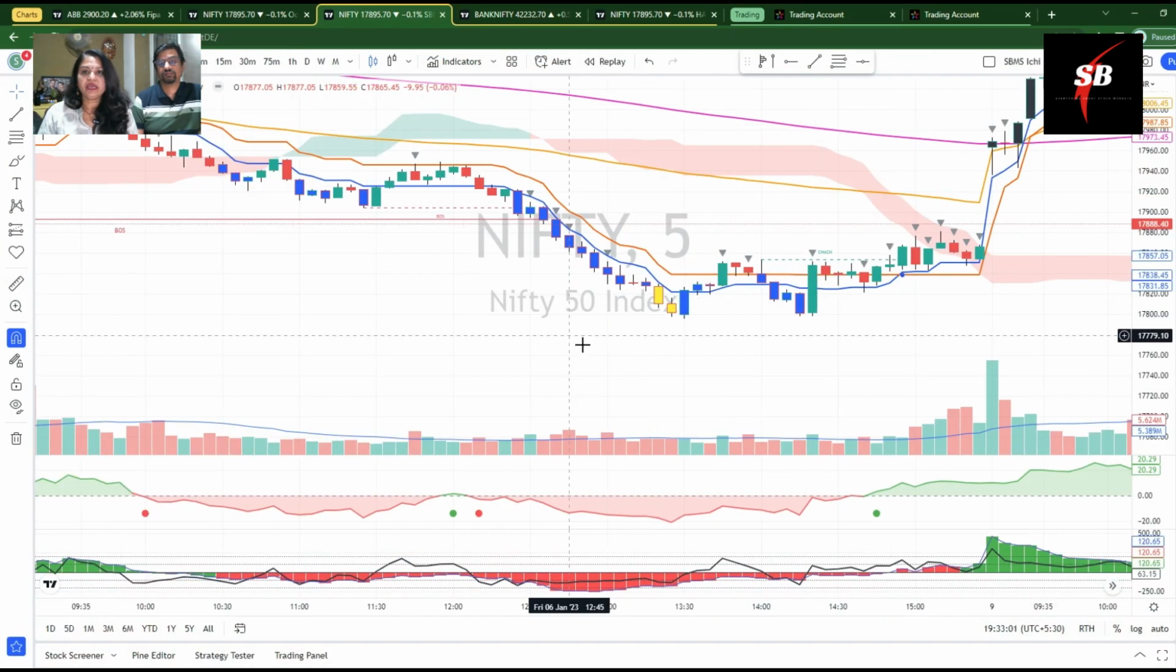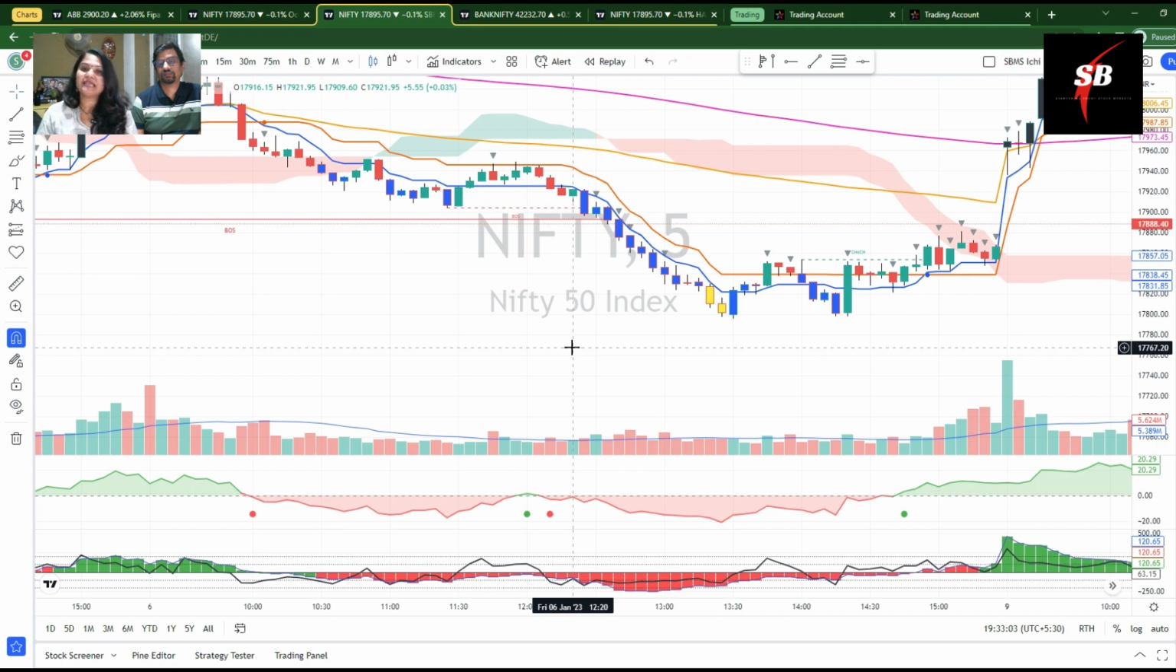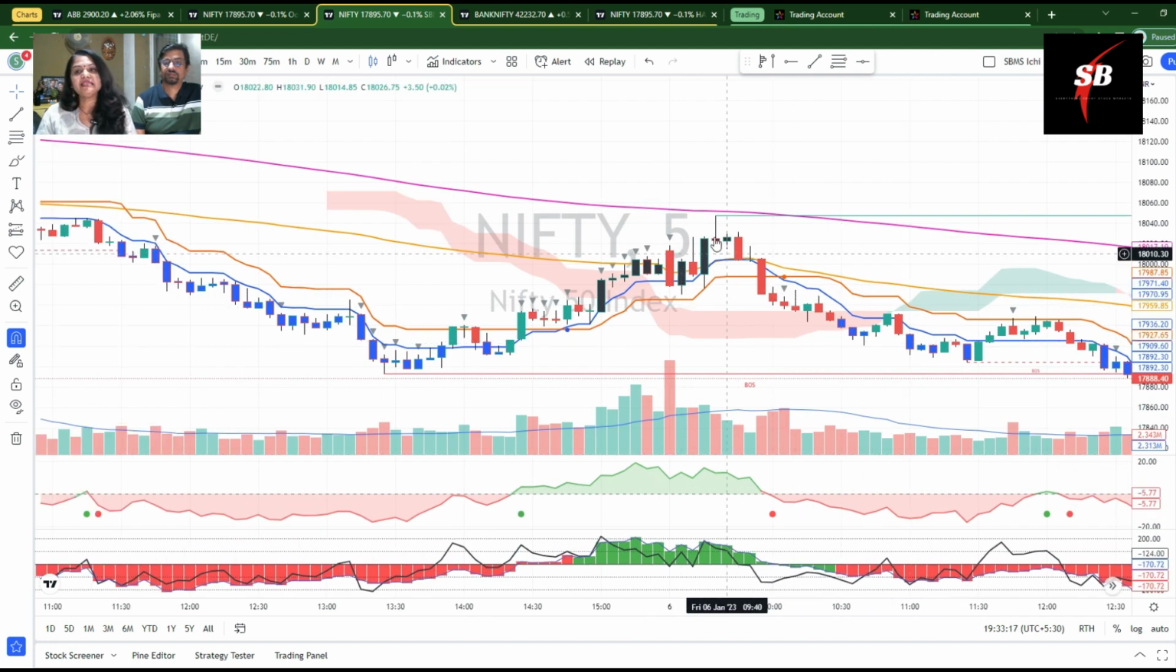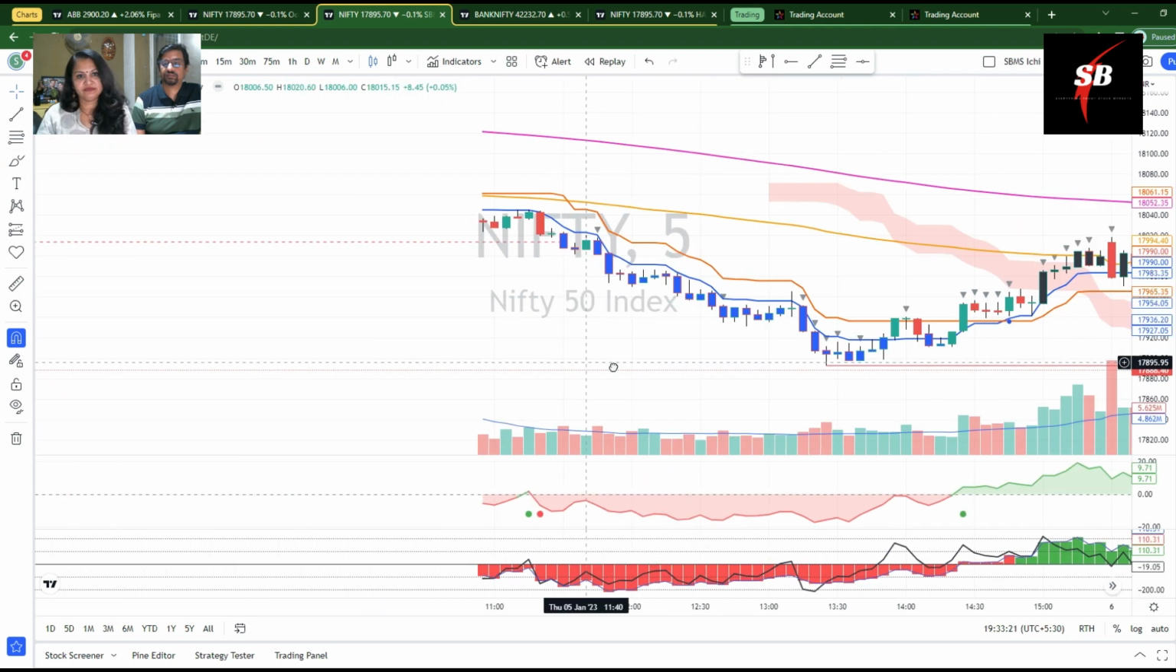Okay. So for a sell trade, it is compulsory to be below the cloud. This is the Ichimoku cloud that we have drawn. We will not execute any buy trade below the cloud. We will not execute any sell trade above the cloud. Hope that is very clear.